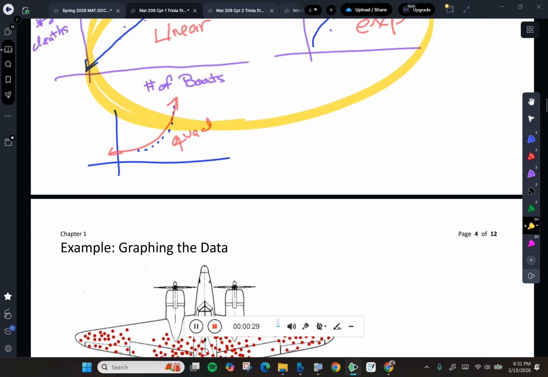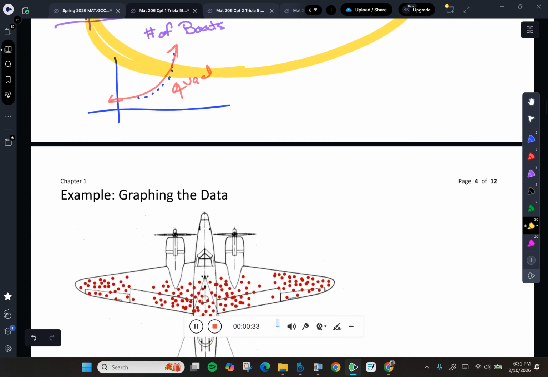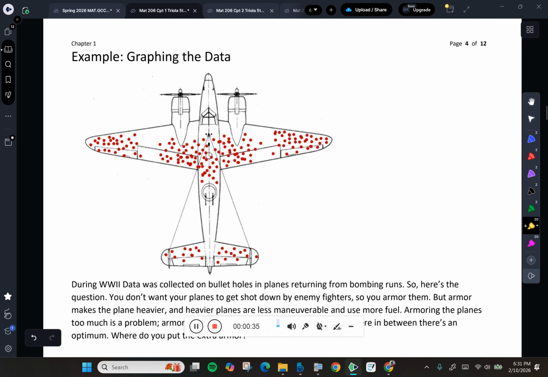what do you call this? You would call this a function where you have x's and y's. Graphing could be something like this.